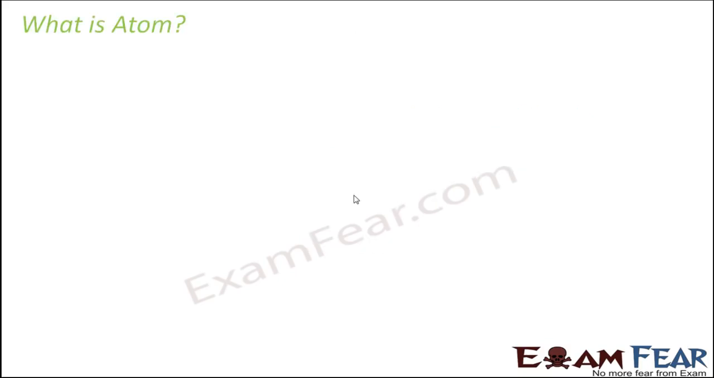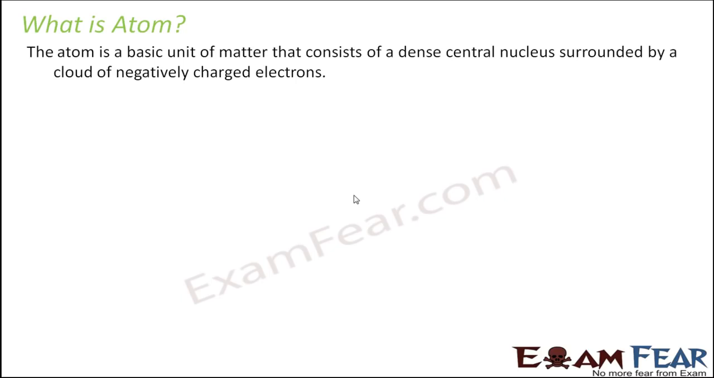In this chapter, we'll study about the structure of atom. So the question that comes to our mind is, what is atom? In fact, we have studied this in the last chapter. Atom is nothing but the basic unit of matter. Please let me reiterate. Any matter consists of this atom. So atom is a basic unit of matter, and it is nothing but a dense central nucleus surrounded by negatively charged electrons. So it has dense nucleus and electrons.